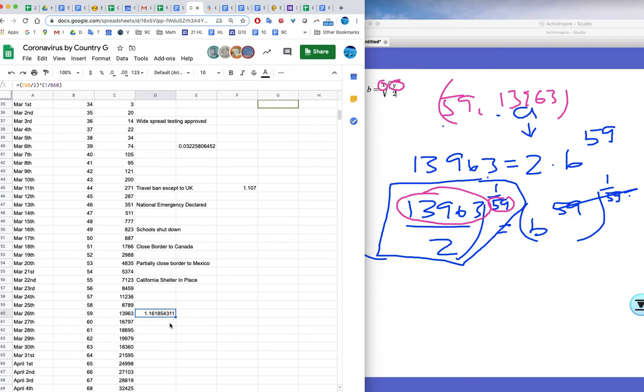Then I can go to this little blue square there, see how my cursor changes, and if I drag it, it will fill in all the other values as well, and so it just duplicates the formula over and over again. Okay, so that's how you use the spreadsheets. I hope this answers your question.